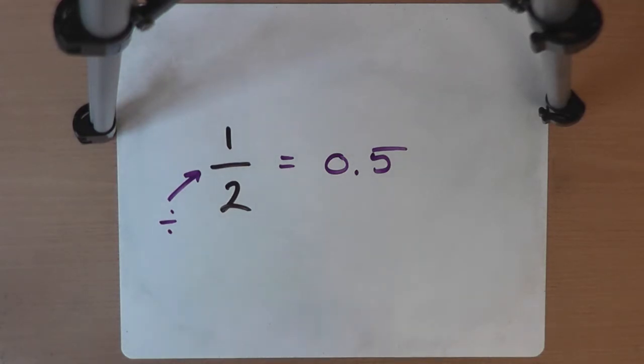But surely, if this is true, and we can do a half, treat it as a divide and turn it into a decimal, surely that's true for any fraction at all. Surely for any fraction at all, we can do the top number divided by the bottom number to turn the fraction into a decimal.